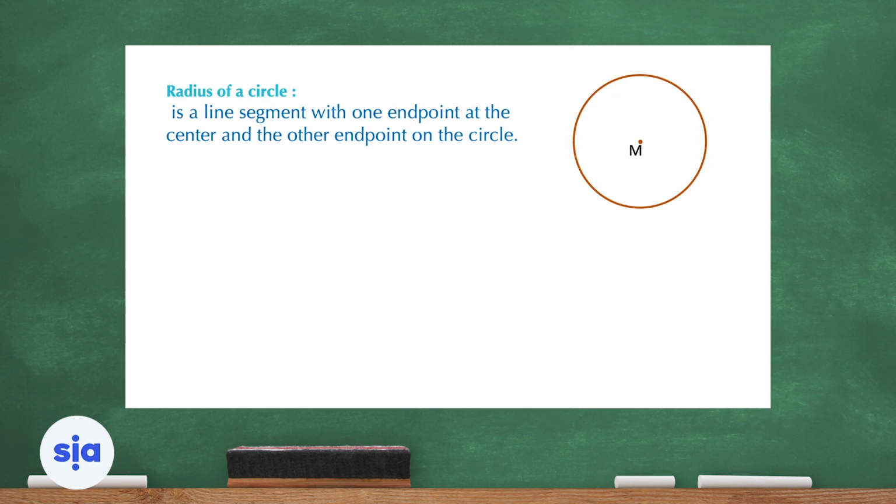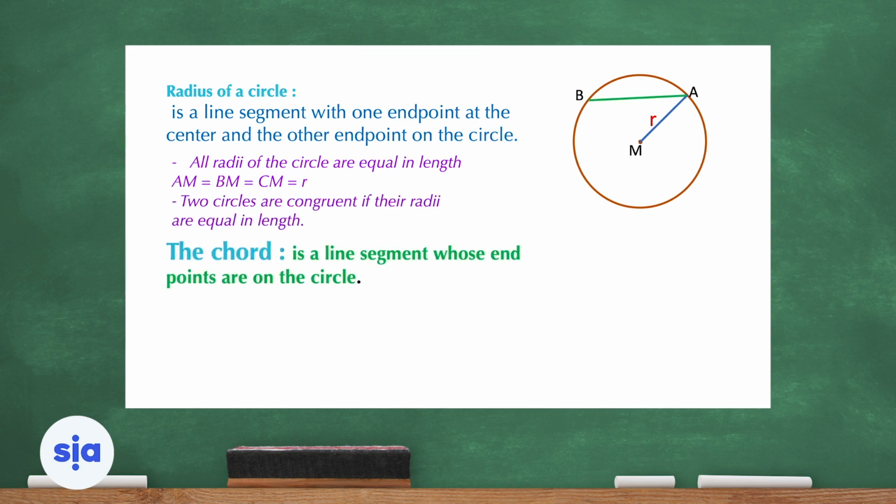What is the radius of the circle? As we said, the radius of the circle is a line segment with one endpoint at the center of the circle and the other endpoint on the circle. The plural of radius is radii. The circle has an infinite number of radii and they're all equal in length. Two circles are congruent if the radii are equal in length.